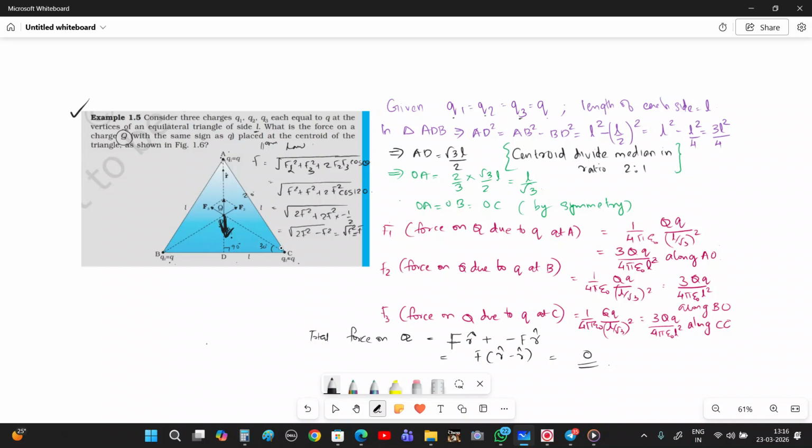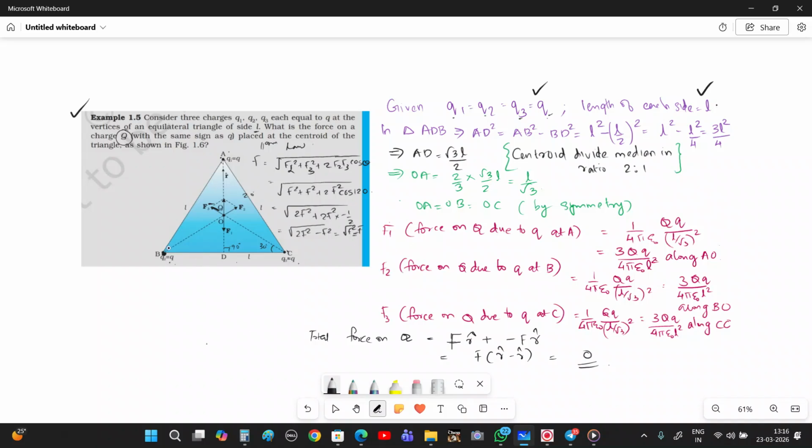Again, this second charge q2 is also giving a force to the charge at the center, and its direction is in this direction. And this third charge q3 is also giving a force, which will be in this direction. So first, it is given that all these charges are equal, and we took it as q. The length of each side is taken as L.